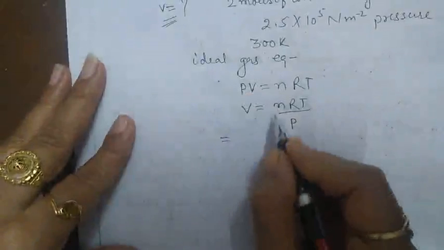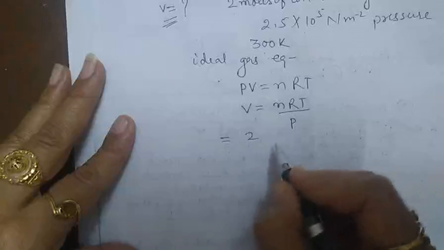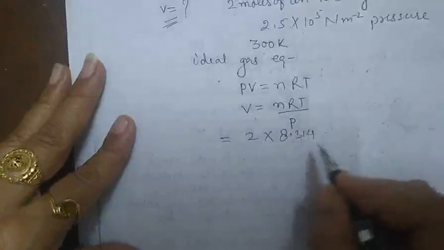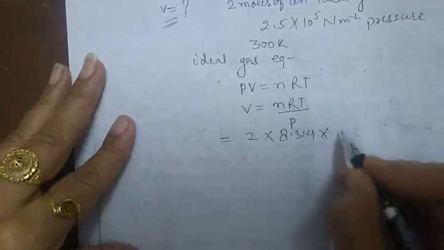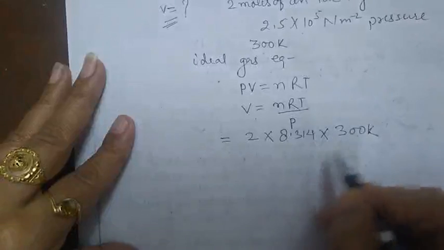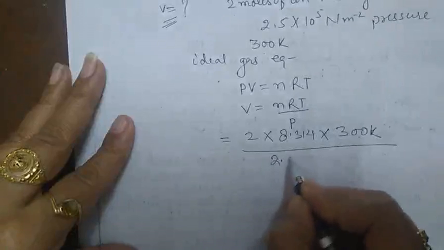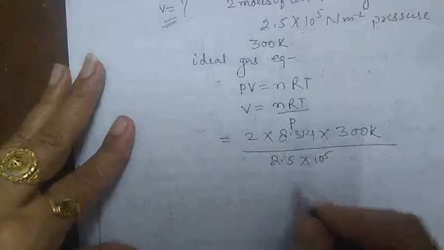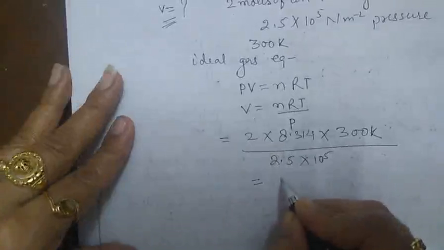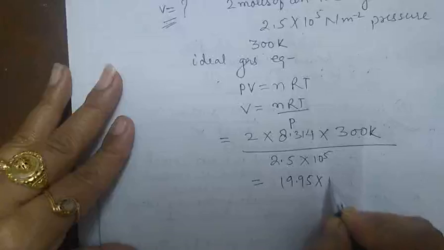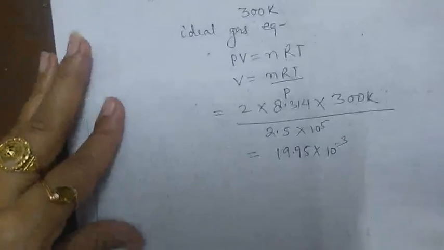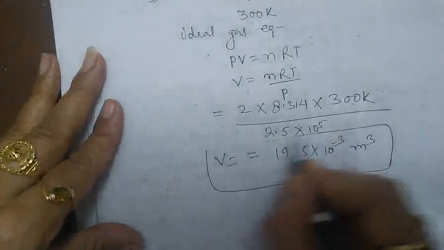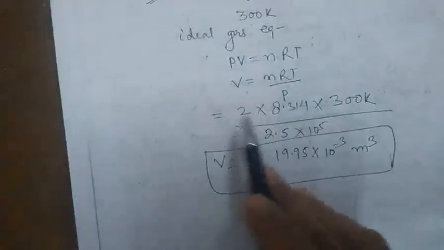So n is the number of moles, that is 2, and the value of R is 8.314. Now the temperature is 300 Kelvin. Now the pressure is 2.5 multiply 10 to the power 5. When we solve this formula, at last we get 19.95 multiply 10 to the power minus 3 as the volume. So this is the value of the volume. So by this formula we can easily find out the volume.